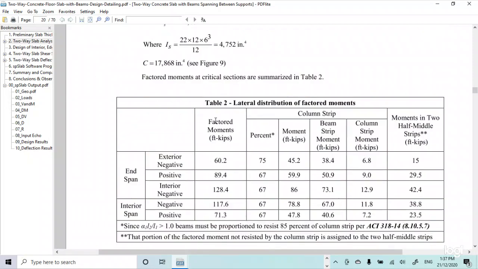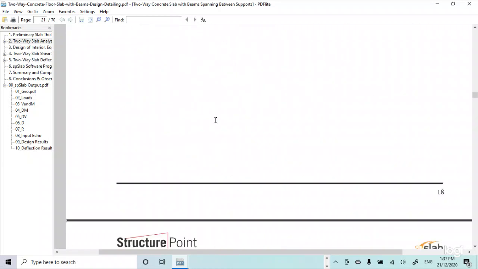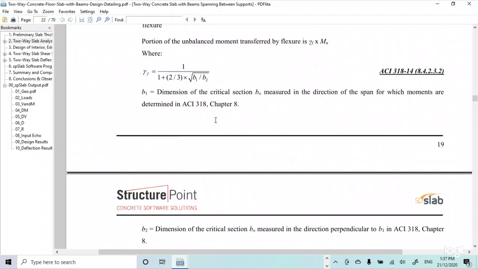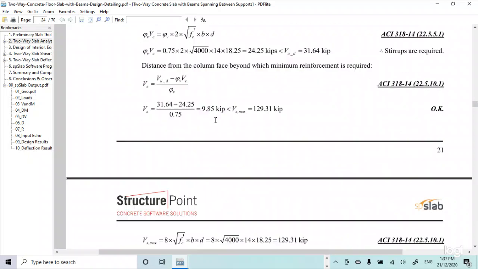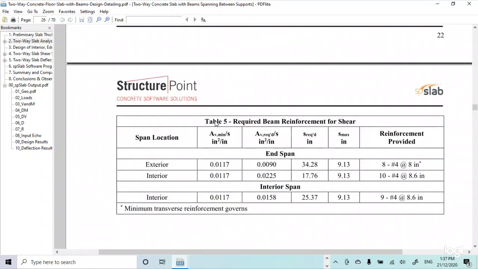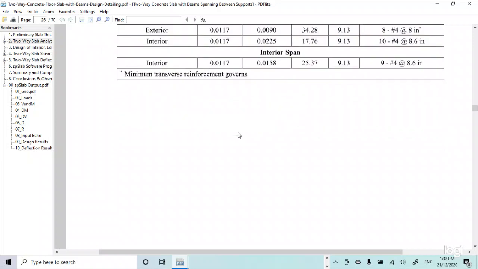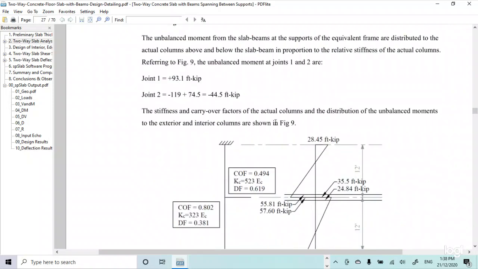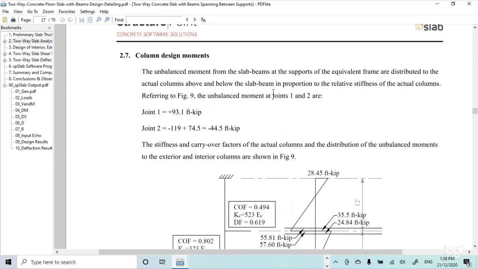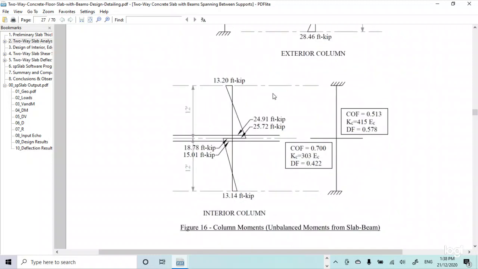From page 20 to 26 you will find the flexural reinforcement explanation. Then the column design moment is on page 27. Here you can see the column design moment on page 27. After that, for the interior one way, you do the shear strength.